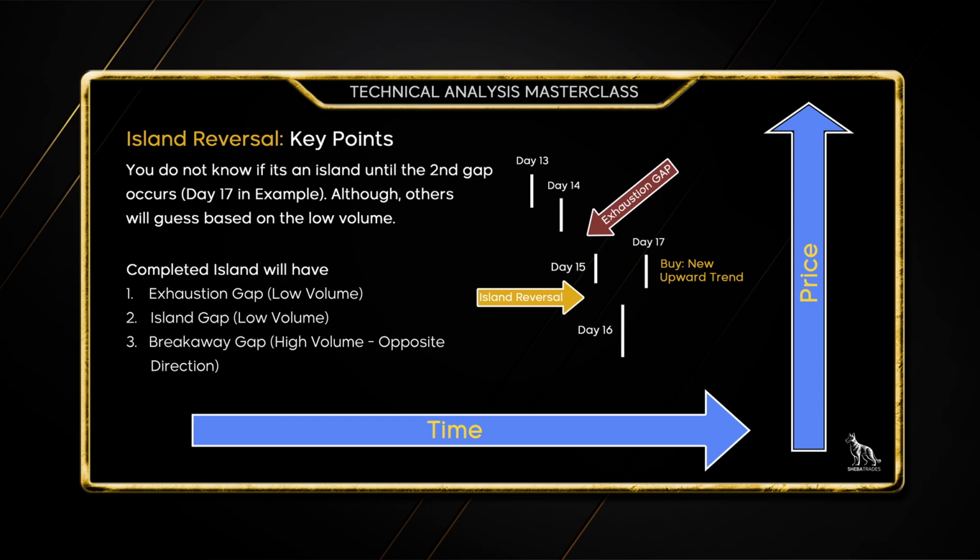So to really look at a classic completed island, you'll have to have that exhaustion gap with low volume, followed by an island gap with low volume, and then you're going to have that breakaway gap in the opposite direction on high volume, which is going to then, obviously, form your island. So you've got to make sure you're not on that island. You get off that island, you get involved with that new trend, depending which way it's headed. So those are island reversals.